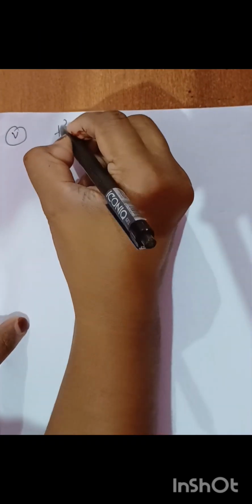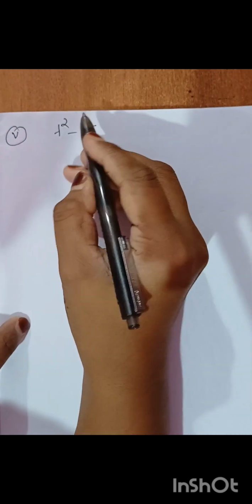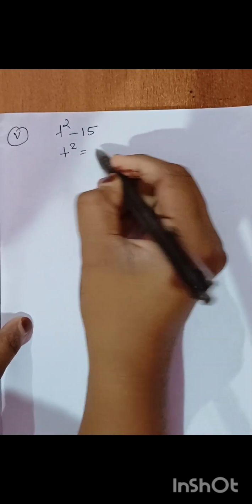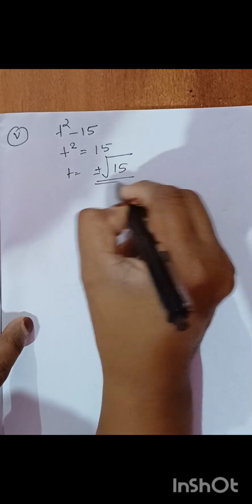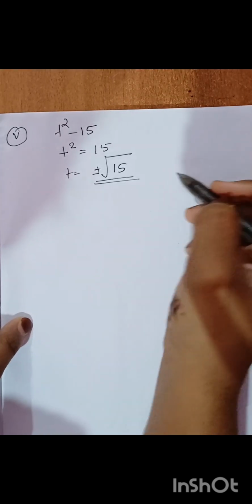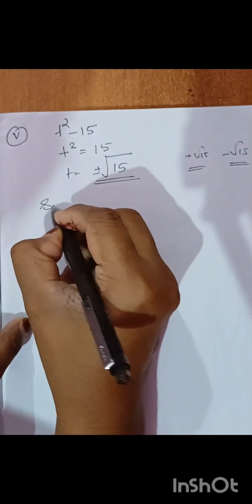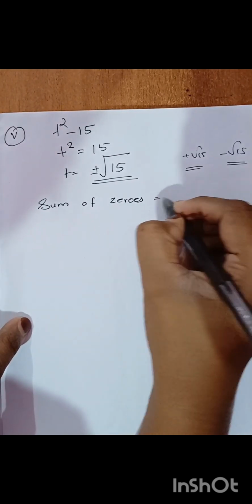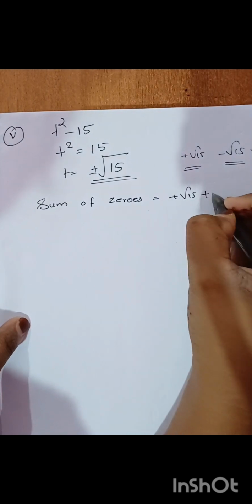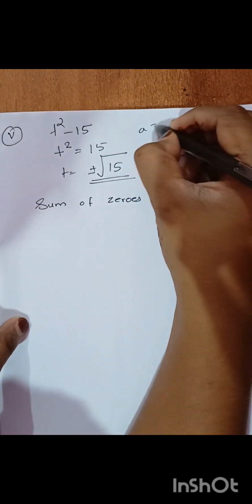Fifth question is t square minus 15. We can solve this as t square is equal to 15. That is t is equal to plus or minus root 15. That is plus root 15 and minus root 15 are the two zeros here. Then you have to check the sum of zeros. Sum of zeros, that is plus root 15 plus minus root 15. Answer is 0.